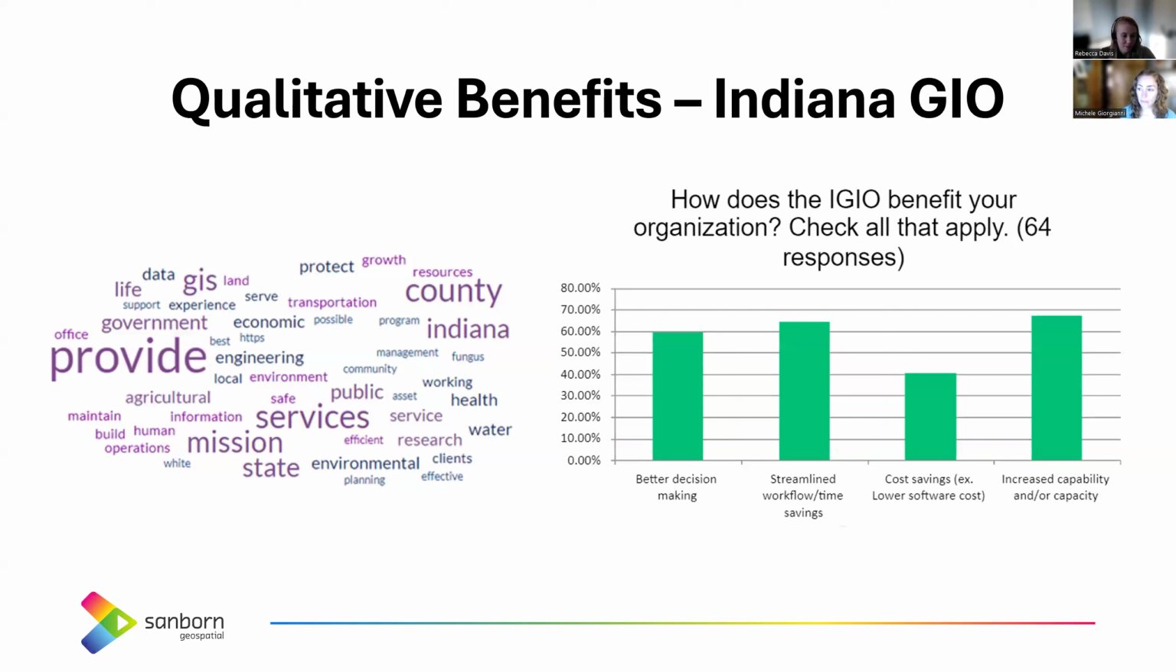Here's a couple examples of things that came out of that from the survey specifically. The word cloud is a nice visual. It's reusable for many use cases. And the question on the right is showing that upwards of 40% of respondents agreed that the office benefits their organization in one of these ways.